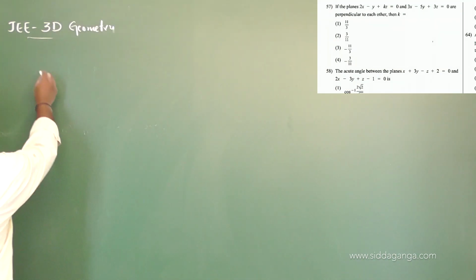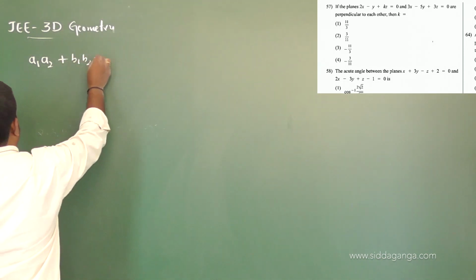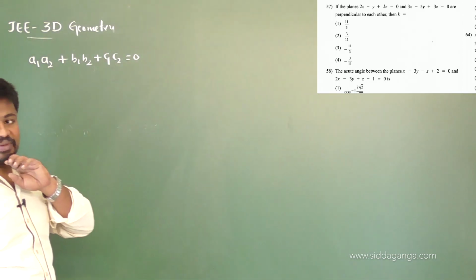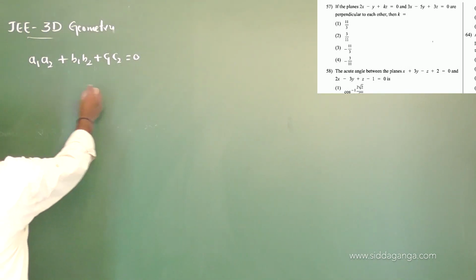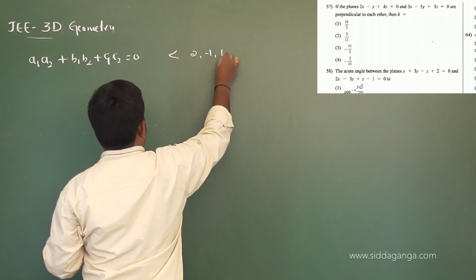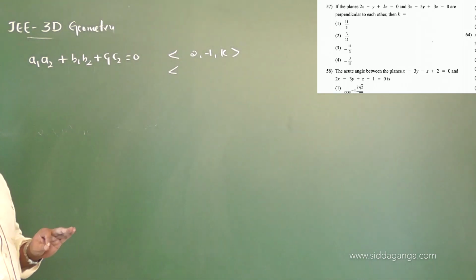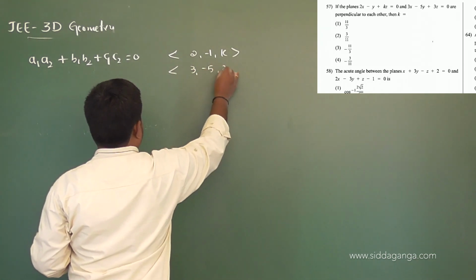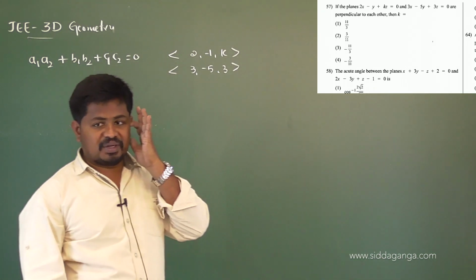We have the condition that for two planes to be perpendicular, a1 a2 plus b1 b2 plus c1 c2 is equal to 0. Here a1, b1, c1 are the ratios of the normal for the first plane, that is 2, minus 1, k. And the ratios of the normal for the second plane are 3, minus 5, 3.